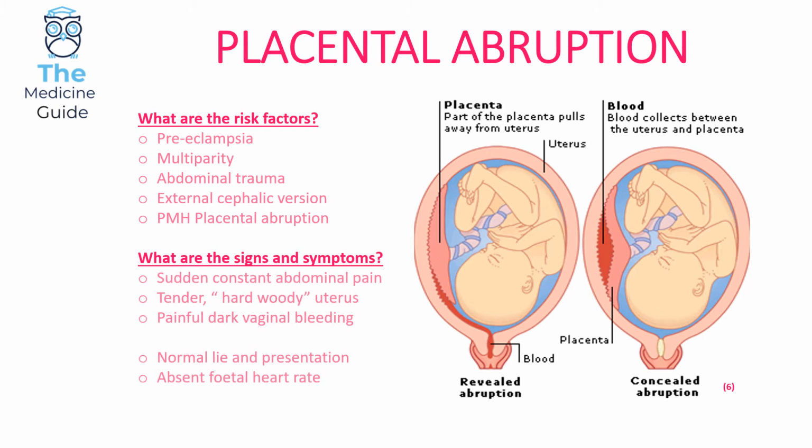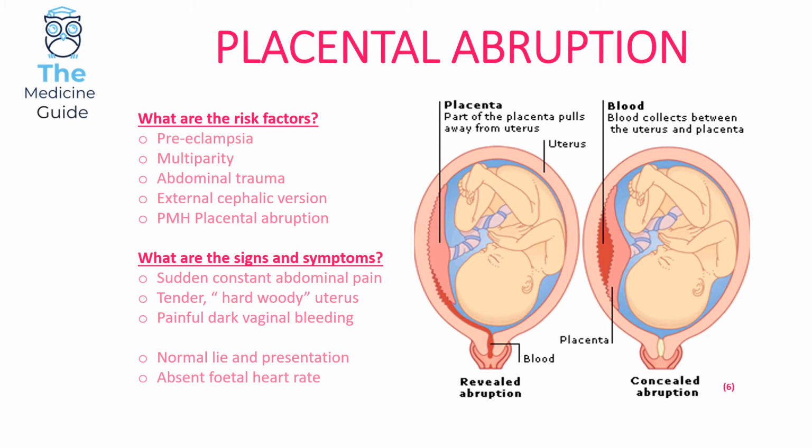In terms of the signs and symptoms, the woman will be in sudden, consistent and constant abdominal pain. They will have a tender, hard, woody uterus and painful, dark vaginal bleeding. They will have a normal lie and normal presentation, but the fetal heart rate will be absent.